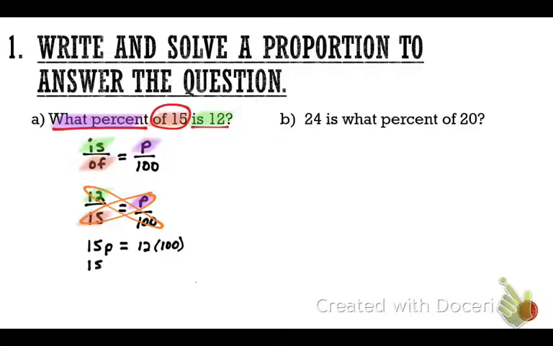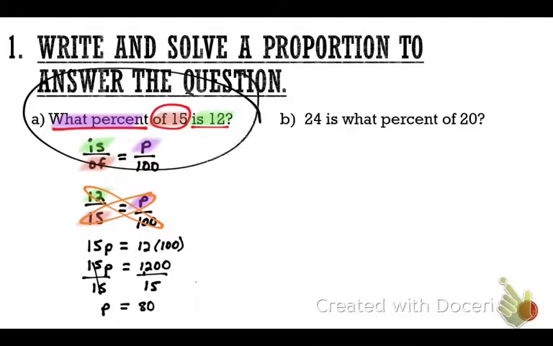Autumn, what is 12 times 100? 1,200. Very good. Maddie, how do I get P by itself? Divide by 15 on both sides. Okay, once again, this is a calculator chapter, so let's figure out, what is 1,200 divided by 15? 80. Let's go back to our original question. It says, what percent of 15 is 12? So the answer should be 80%. And that is the answer to our first question.